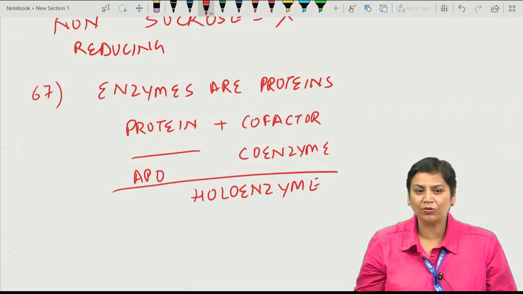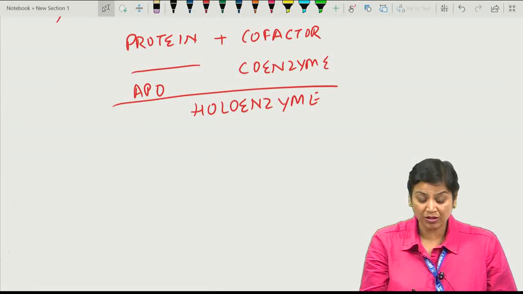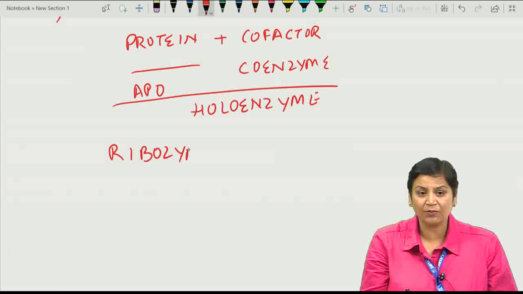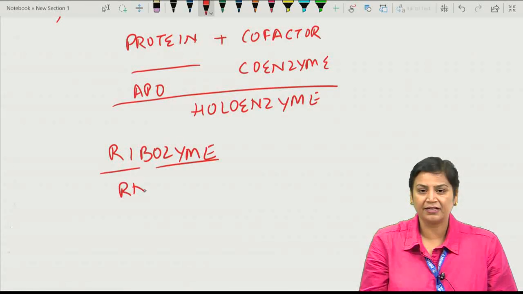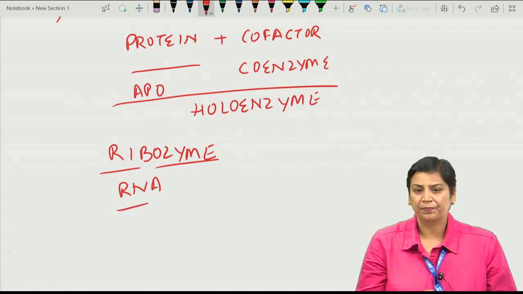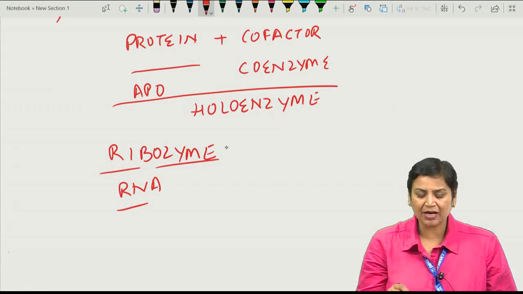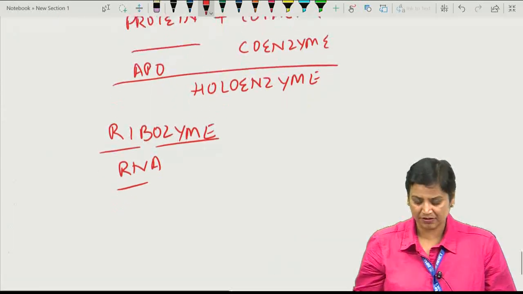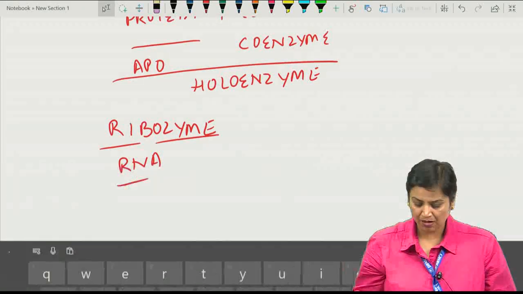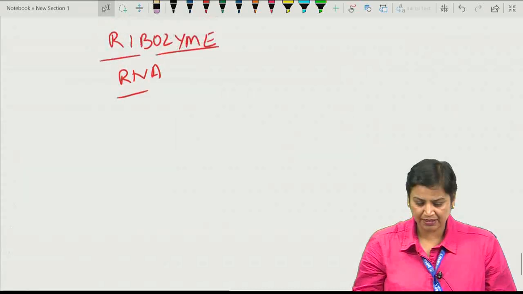But here we are talking about ribozymes. Now ribozyme, as is clear from the word, is one in which RNA has a catalytic activity. So wherever RNA is functioning as a catalyst, it will come under the class of ribozymes. Now let's see the options.